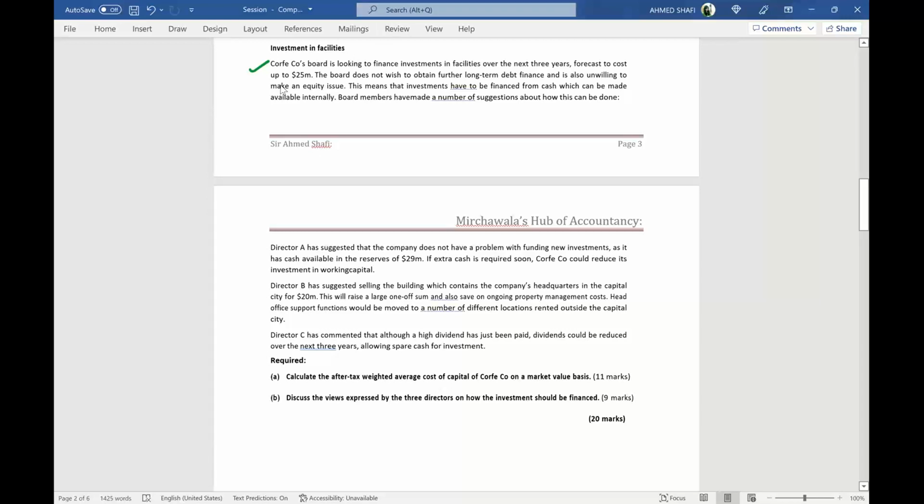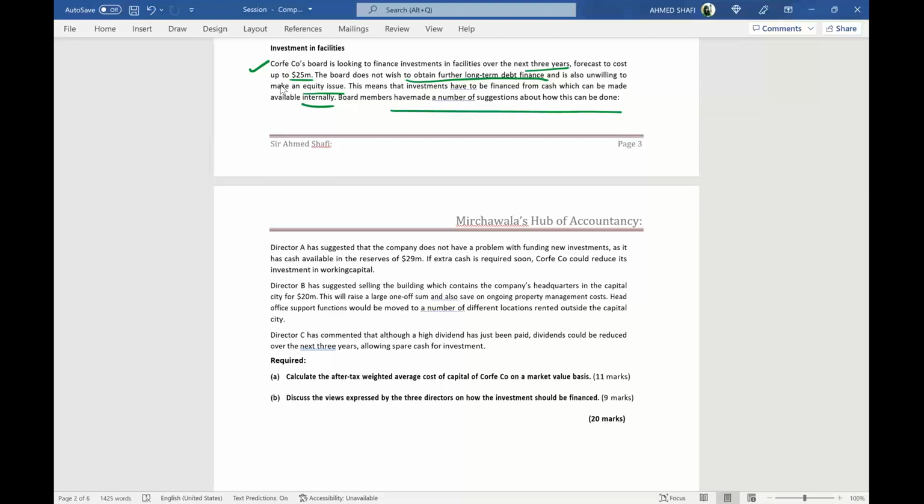Corfez board is looking to finance investment in facilities over the next 3 years, forecast to cost 25 million. So they are looking for investments which are going to cost 25 million. Board does not wish to obtain long-term debt and is unwilling to make equity, neither debt nor equity. This means investments have to be financed from cash which can be made available internally. Board members have made a number of suggestions about how this can be done.